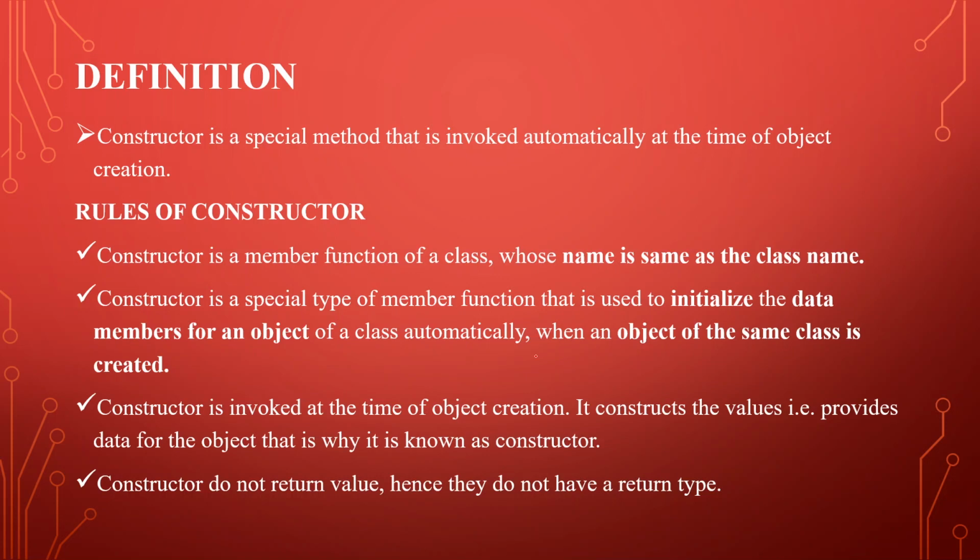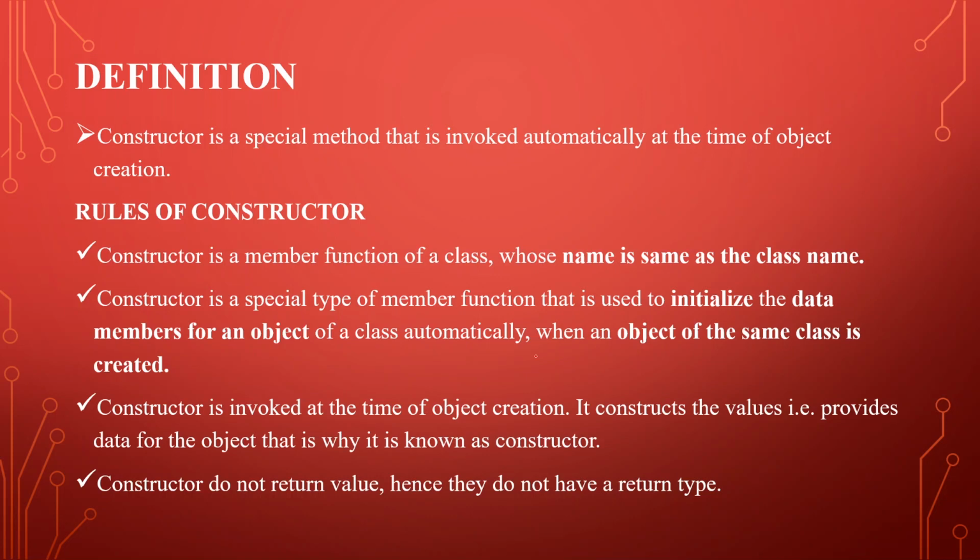In our program, if there is a normal member function, we need to call that function, then only that function will process. But constructor is also like a member function, but it will get invoked automatically when the object has been created. We don't need to call that constructor specifically or separately. For defining the constructor, we have special rules to follow.